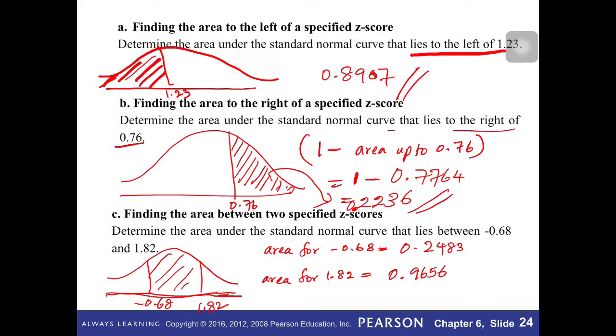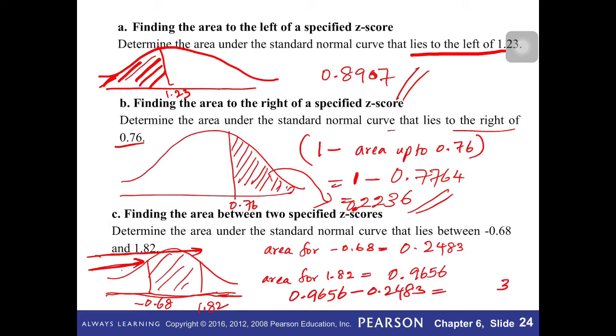Okay, now how do we find this value? This value is from the left side to this point. This area for 1.82 is from left to this point. So now what we have to do? You have to subtract 0.2483 from 0.9656. 0.9656 minus 0.2483, so now you can get the value.